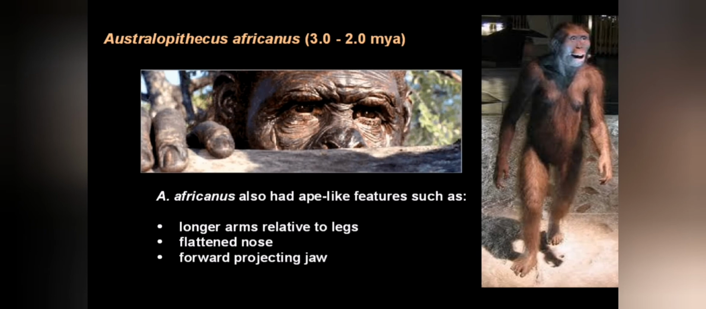The photo on the right-hand side is of the model of Lucy found in the Maropeng Visitor Centre. The image on the left-hand side is a video clip of an Australopithecus africanus in a National Geographic documentary. And on both of these, it's interesting to see that the arms are longer than the legs. There's a flattened nose, a forward projecting jaw. So all characteristics that are more ape-like.